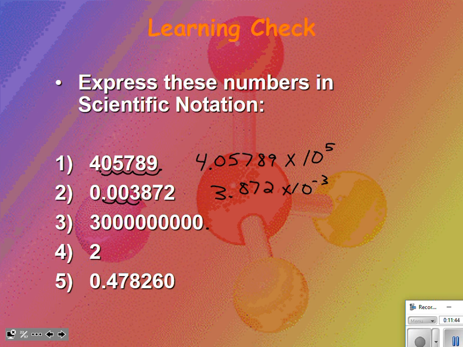This one, well, there's a lot of zeros there. 1, 2, 3, 4, 5, 6, 7, 8, 9. So 3 times 10 to the 9th. Now, this one might be the hardest one because do I have to move my decimal? It's already there, right? So how many did I jump it? None. 2 times 10 to the 0.